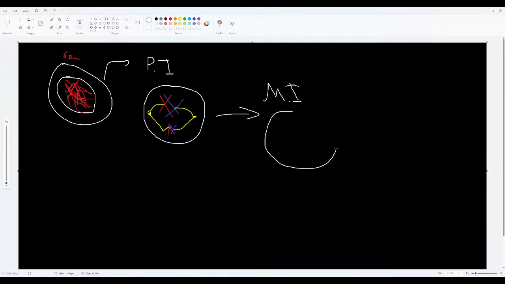So during metaphase one, now we're going to, and I know I drew it up here like that, but I didn't really mean for that. Now during metaphase one, we're going to align, and this is another big difference, right? We're going to align the homologous pairs. We are not going to align them one by one by one by one. We're going to align them by pairs, right? So now we have our chromosomes aligned like this.